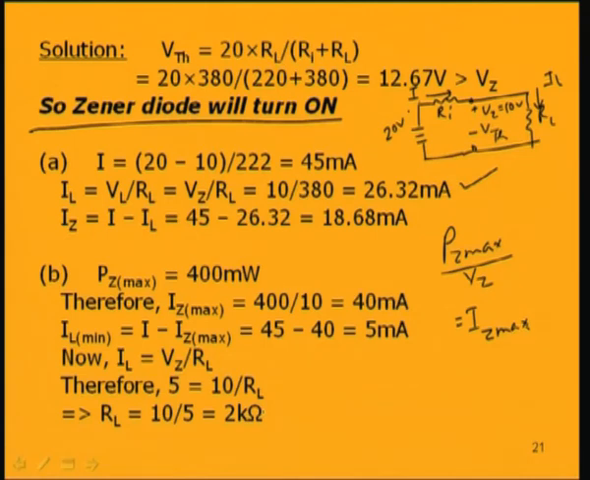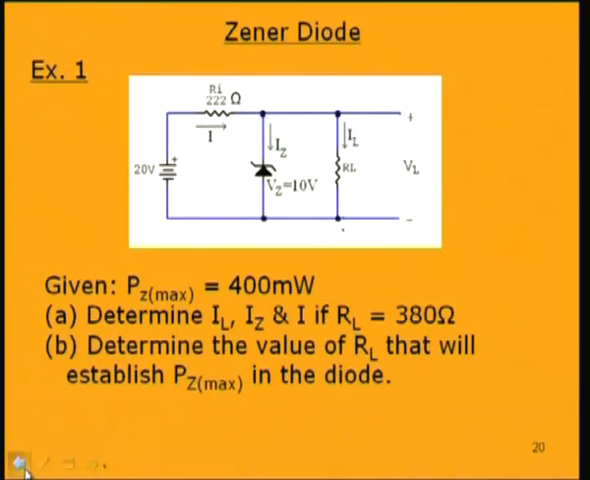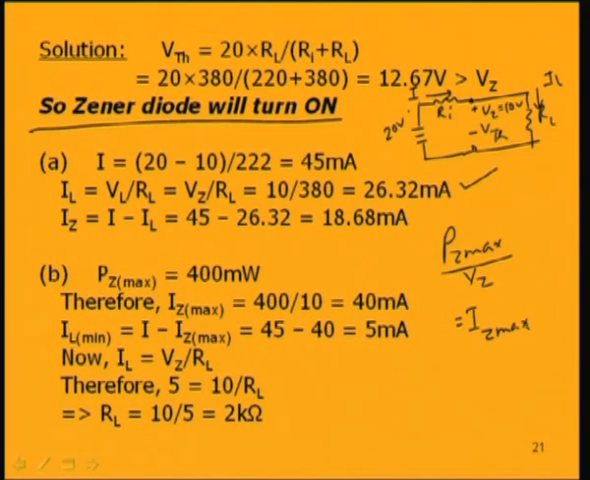So, this is one example where we have seen that you have this constant voltage drop, and that will not change even under the condition that maximum Zener current occurs, which in this particular case is 40 milliampere. So, maximum power dissipation is 400 milliwatt. For that we have found the load resistance which will cause that maximum power dissipation, 2 kilo ohm.